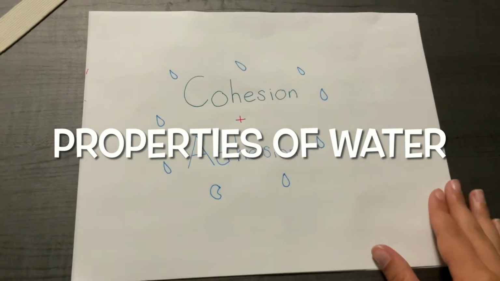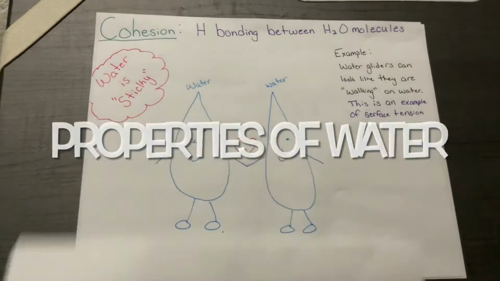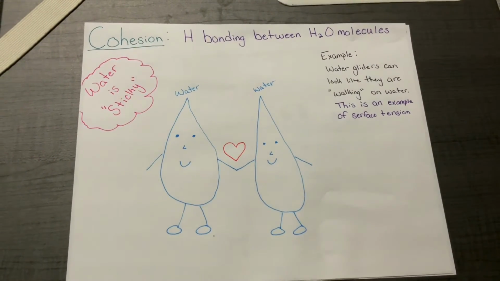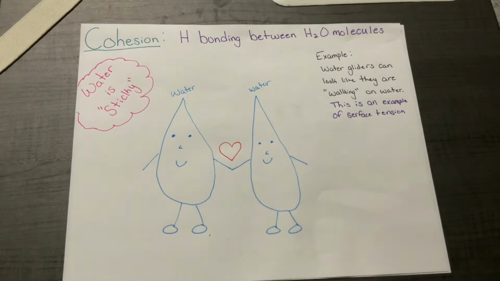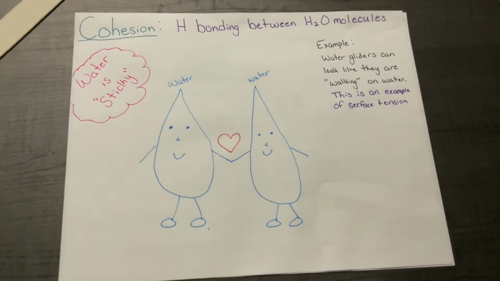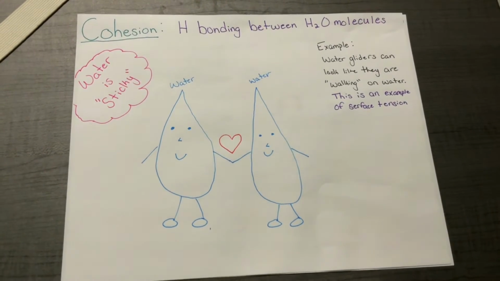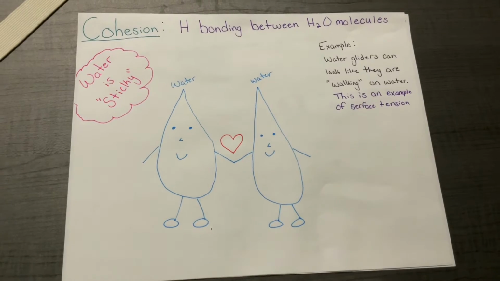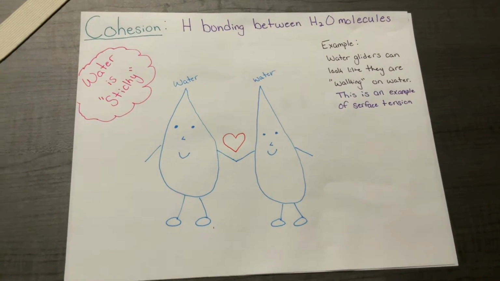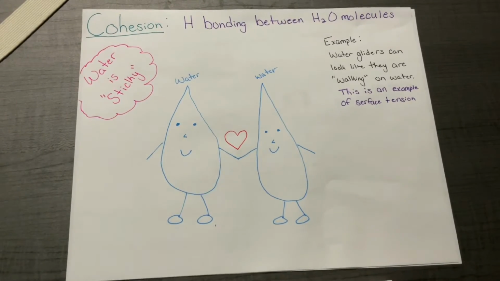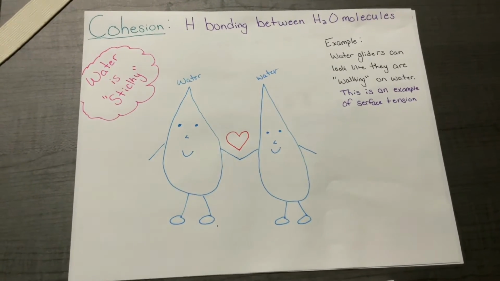Cohesion and adhesion. Cohesion is H bonding between H2O molecules. An example of this is water striders that look like they are "walking" on the water. That is an example of surface tension. Surface tension is basically when the water is "sticky" and things can move on top of it. That's when a water molecule has an H bond with another water molecule.